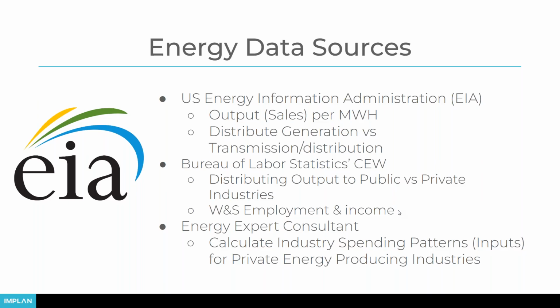We also used wage and salary employment and income data from the CEW series to distribute output into public versus private industries. And then last but not least, the IMPLAN group contracted with Skip Leitner of the Economic and Human Dimensions Resource Associates in 2014 and 2019 to break out that one single aggregate industry into multiple industries. So with the help of him, we were able to produce 8 electrical power generation industries and 1 private electric power transmission and distribution industry. So all of those have separate production functions now.